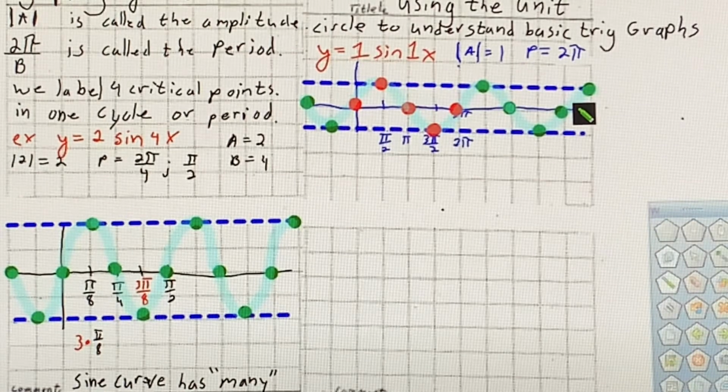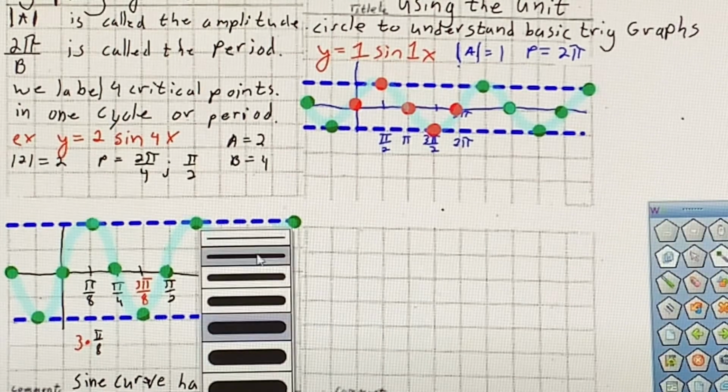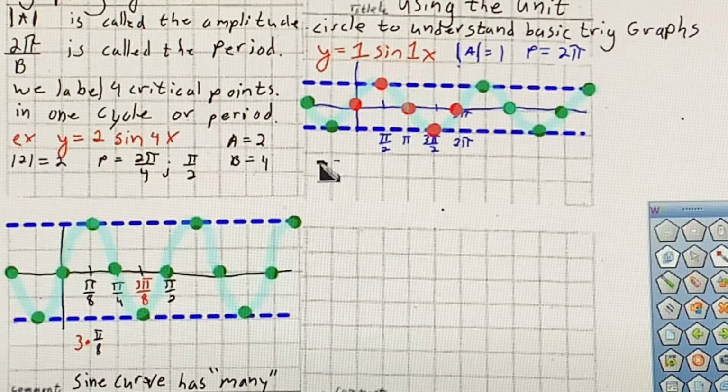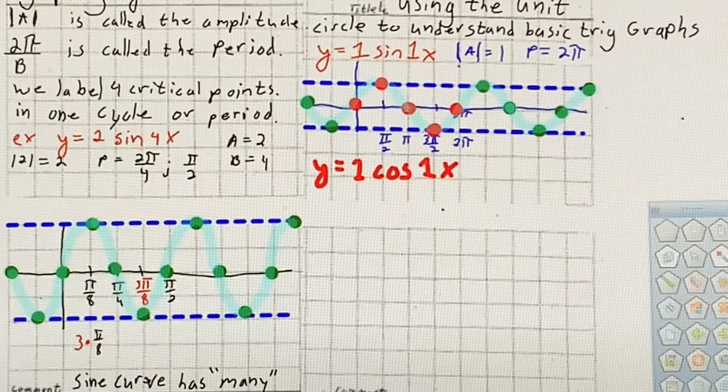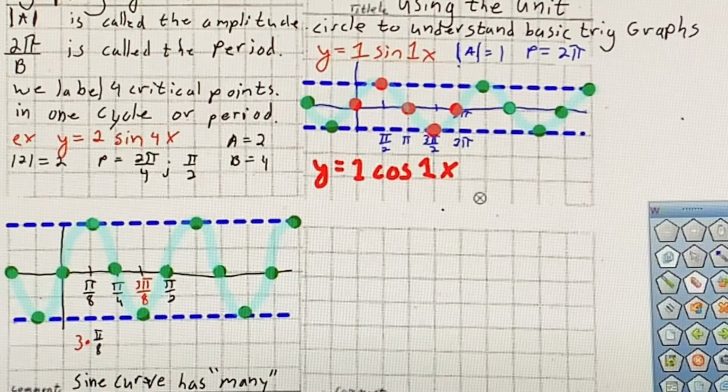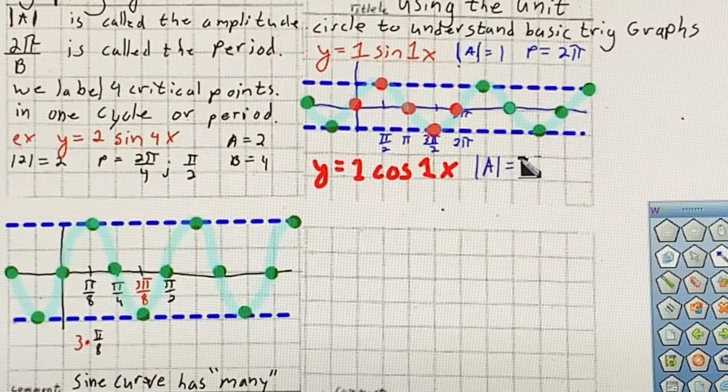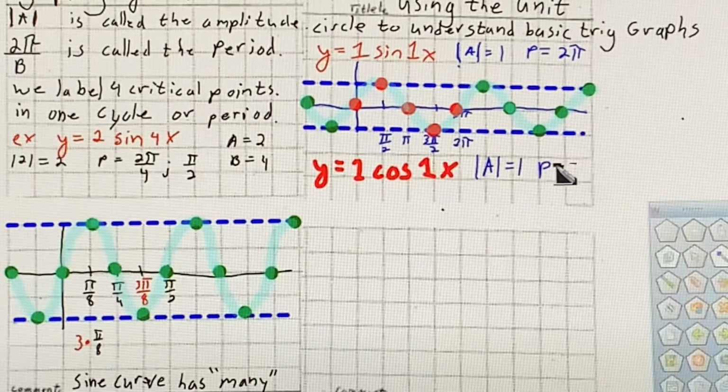The same thing is said for cosine. So if I were to graph y equals 1 cosine of 1x, I can get the amplitude. And the absolute value of the amplitude would be 1. The period would be 2 pi over 1, or just 2 pi.